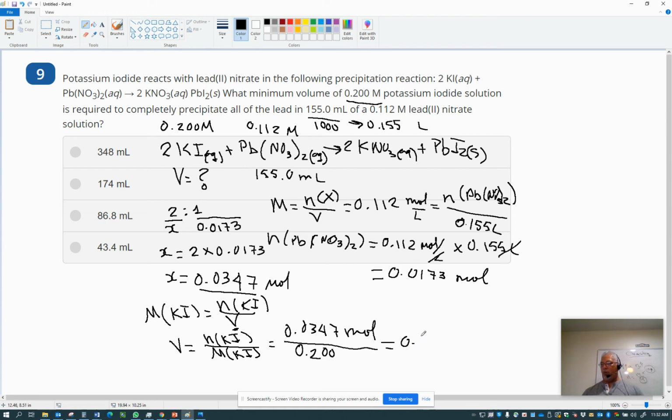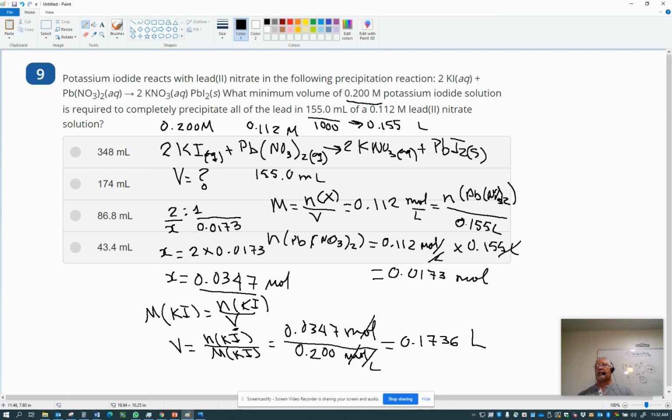I get 0.1736, and this is in liter. Why liter? Because the molarity, as you know, is mole over liter, mole cancels out with mole, and that's the unit at the end.